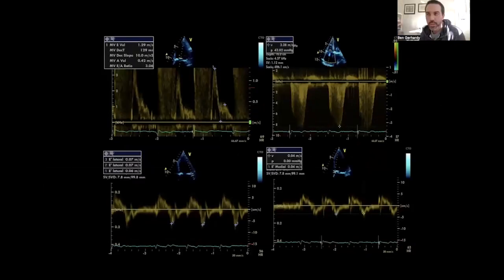Sorry, Emma, do you mean that the L waves are normally less than 20 or greater than 20? Sorry, Ben, greater than 20. Greater than 20. Cool. Greater than 20 centimeters per second, yeah.